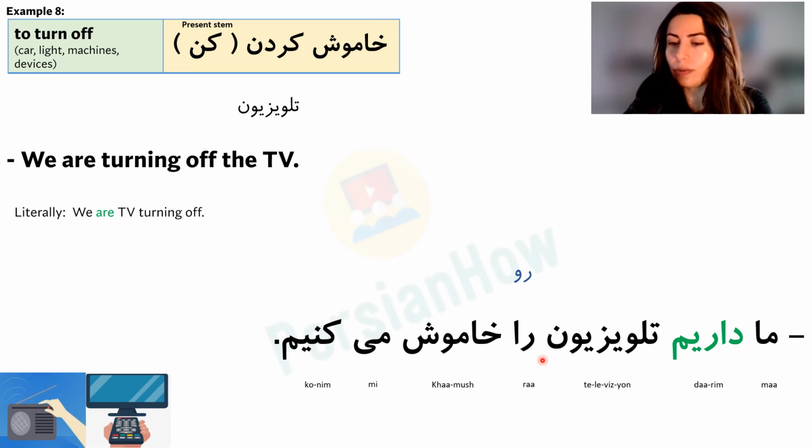Now let's go over to the informal. Ra becomes ro. So this is the only thing that changes. So informally, the sentence is ما داریم تلویزیون رو خاموش میکنیم. Or we also say ما داریم تلویزیون نو خاموش میکنیم. It's like we get rid of the re, and then this u here comes here. So تلویزیون نو خاموش میکنیم.